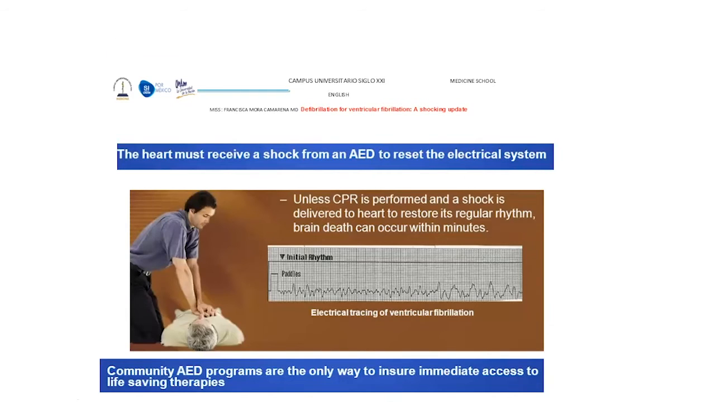If we talk about ventricular fibrillation, we must consider that the heart must receive a shock using an automatic external defibrillator, so we might reset the electrical system. If we do not perform this reversion, then we may be at risk of brain death in minutes.